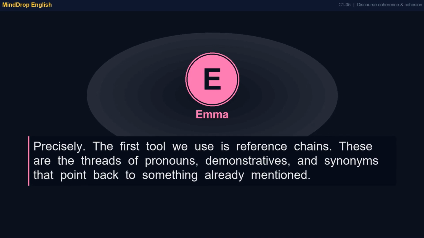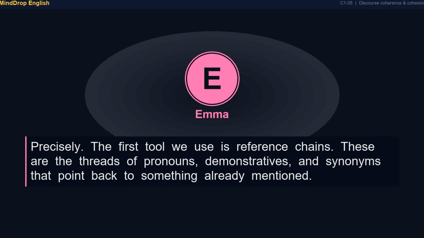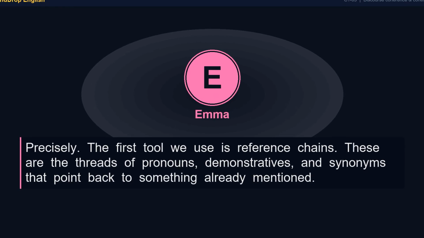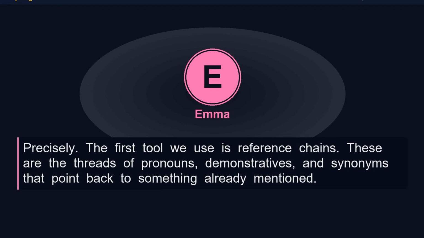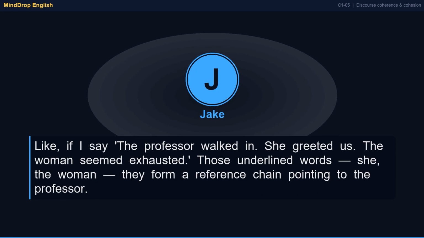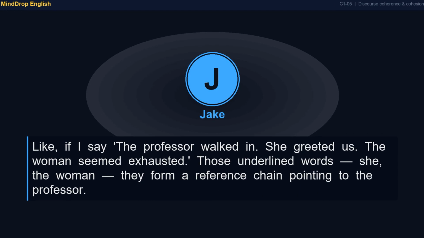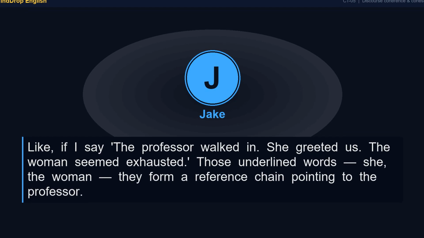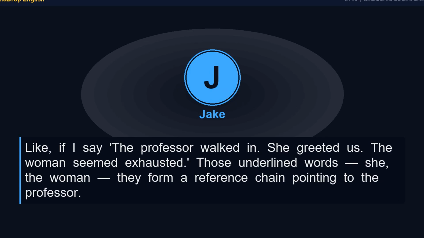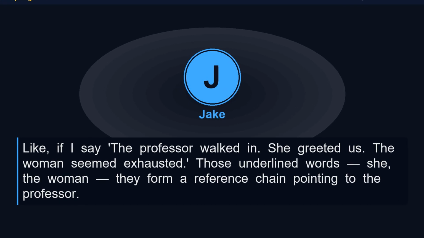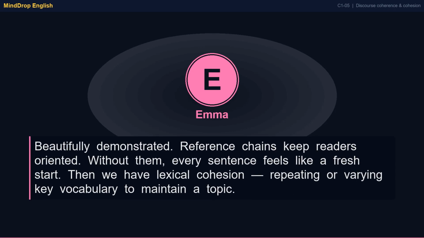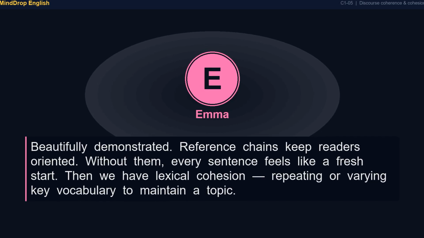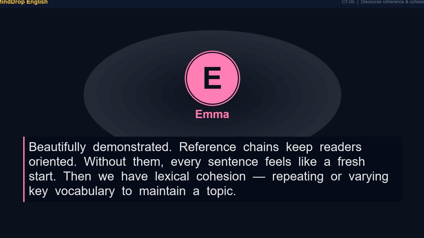Precisely. The first tool we use is reference chains. These are the threads of pronouns, demonstratives, and synonyms that point back to something already mentioned. Like, if I say, the professor walked in. She greeted us. The woman seemed exhausted. Those underlined words, she, the woman, they form a reference chain pointing to the professor. Beautifully demonstrated. Reference chains keep readers oriented. Without them, every sentence feels like a fresh start.